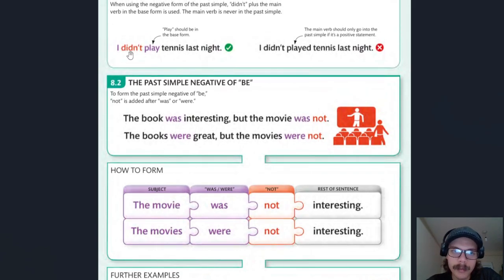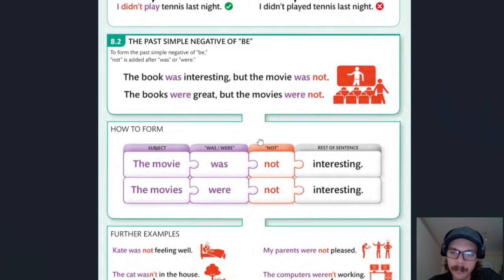So you're not going to be using did, okay? You don't need the word did anymore when you have the verb be. You only need not, okay? So in these two examples, the book was interesting, but the movie was not. The books were great, but the movies were not. You're going to notice they used not in both cases after was and were. Again, was is singular, you can see movie, and were is plural, so movies.